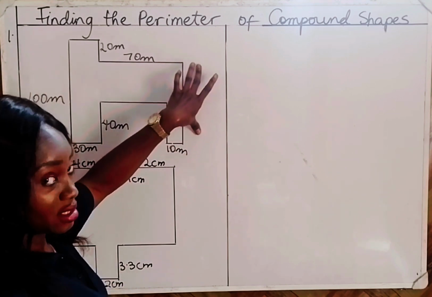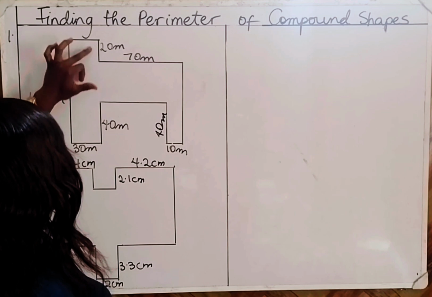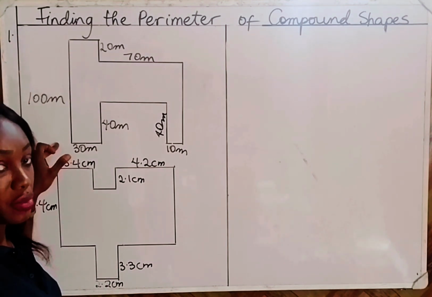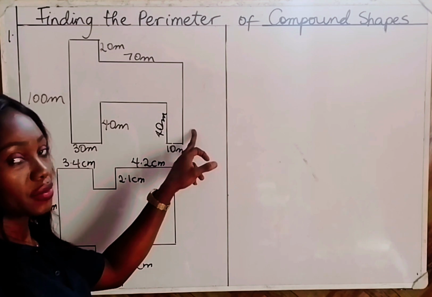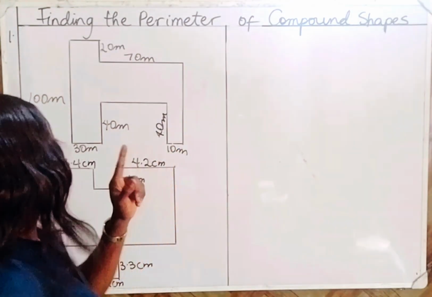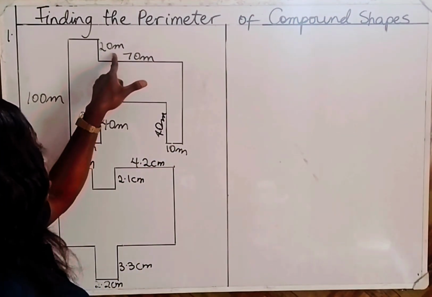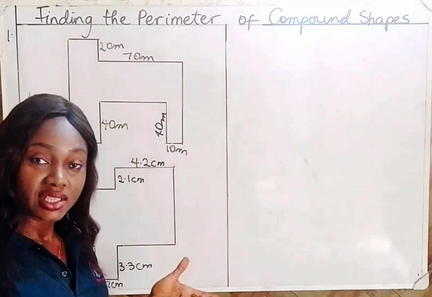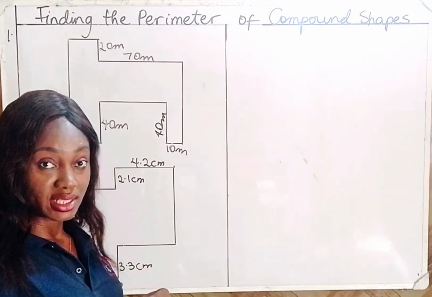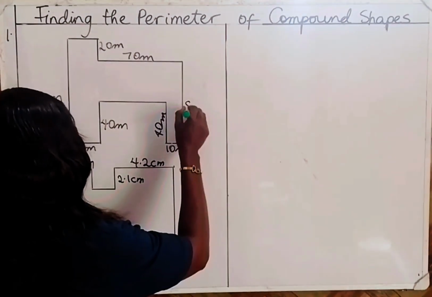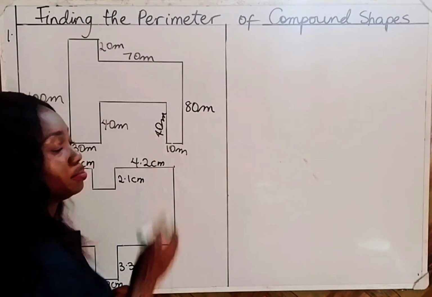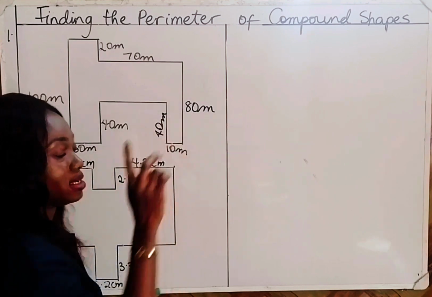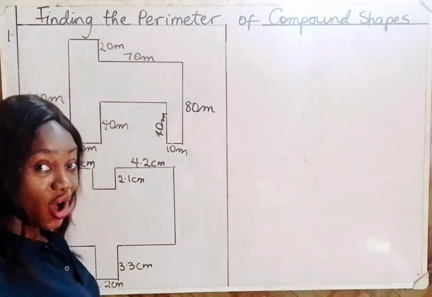We don't know the length of this side yet, and we are not given the length of this side. Now, if this length is 20 meters and the whole of this length is 100 meters, how do we get this length? This simply means that we're going to subtract 20 meters from 100 meters. When you take away 20 meters from 100 meters, what's left? 80 meters. So the value for this length is 80 meters.